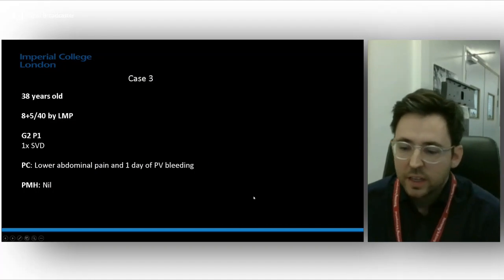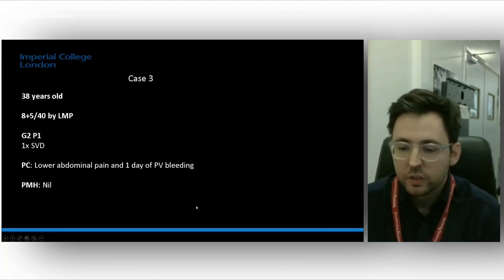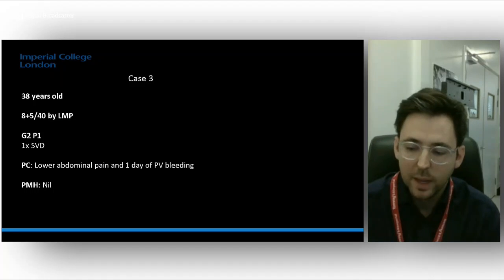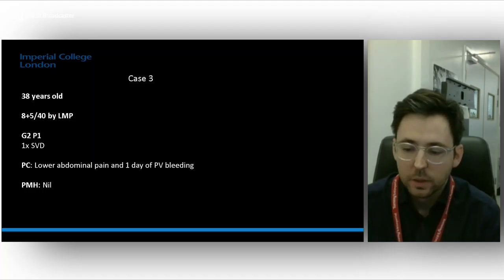In this third case, there's a 38-year-old patient who's 8+5 by dates. It's her second pregnancy with a previous vaginal delivery, and she presented with lower abdominal pain and 1 day of vaginal bleeding. She had no past medical history. We look at her initial scan.